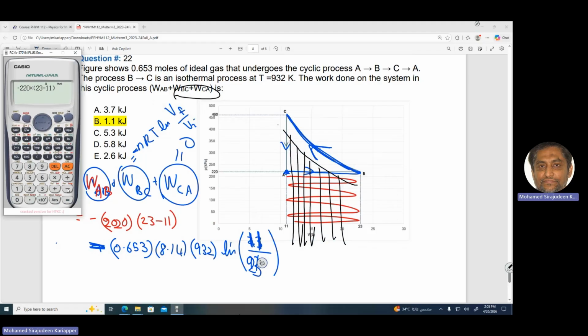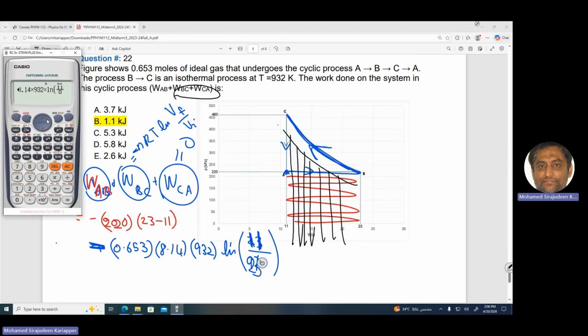Don't suggest anything. I'm not going to do any mental math. I will just do it. 23 minus 10 is how much? 13. So 13 minus 1, 12. You could have written 12. Minus 0.653 multiply 8.14 multiply 932 multiply. Where do I get this in the calculator? It is ln, the natural log. Okay, and put the fraction.